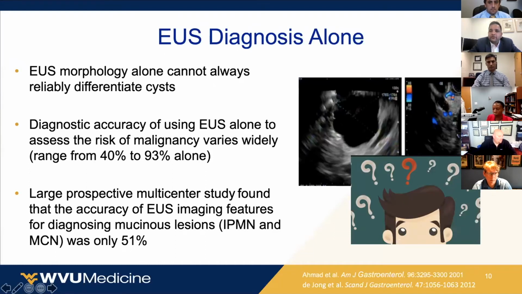Now, for a non-endosonographer, most of these EUS images look like black and white, but how does an experienced endosonographer do with just morphological features? Diagnostic accuracy varies in many studies and can range from 40 to 90%. There is one large prospective multi-center study that found that, based on EUS morphological features alone, the diagnostic accuracy for these lesions was only 51%.